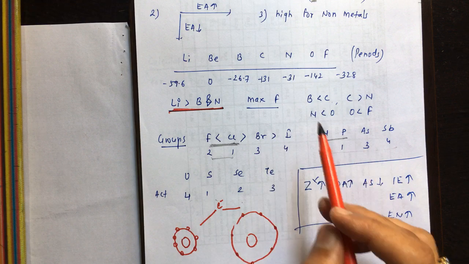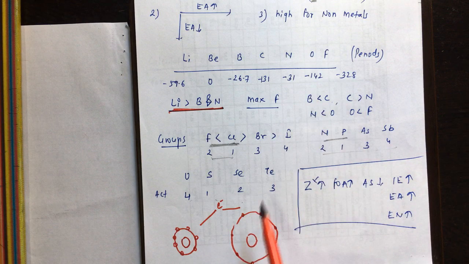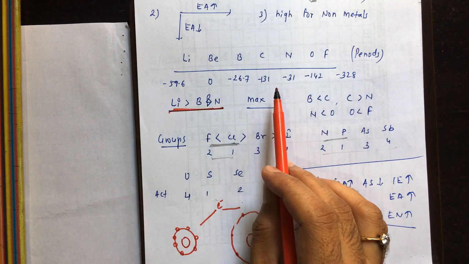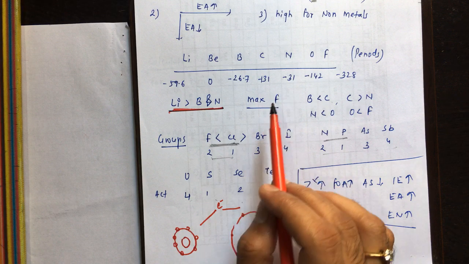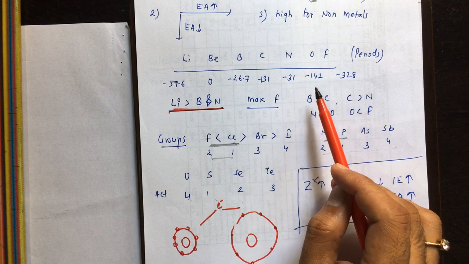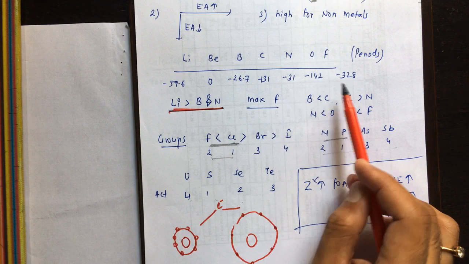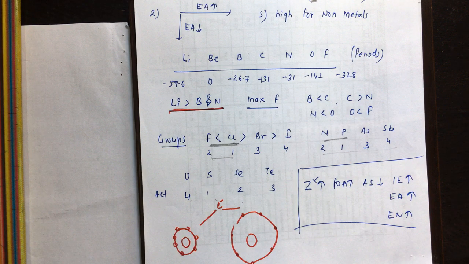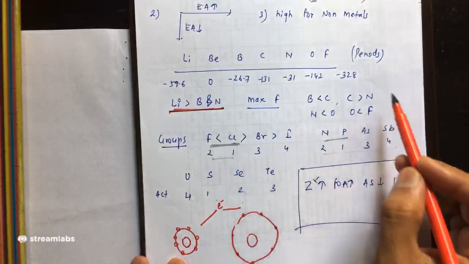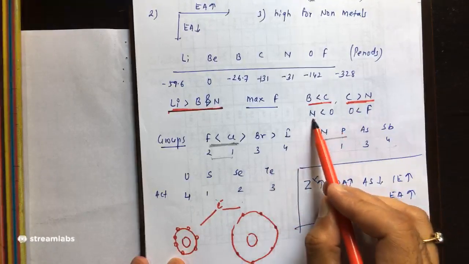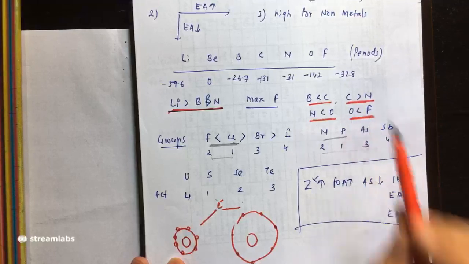Comparing carbon and nitrogen, carbon has 2p2 and nitrogen has 2p3. Carbon has more tendency to gain an electron than nitrogen, because nitrogen is stable. Between nitrogen and oxygen, nitrogen is stable, so the tendency is more for oxygen. Fluorine has more electron affinity than nitrogen because fluorine is smaller in size. So this is the discussion: boron is less than carbon, carbon is greater than nitrogen, nitrogen is less than oxygen, and oxygen is less than fluorine.